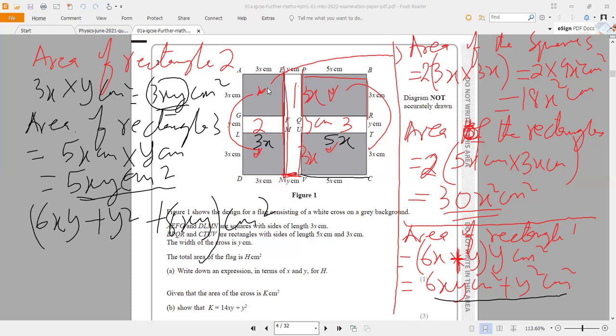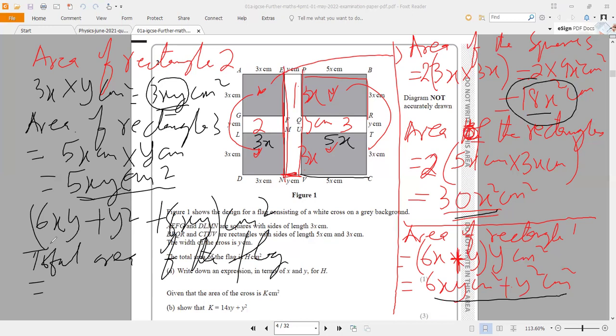Now the total area of the flag becomes, now everything here, this plus this will give us 48. So we have 18x squared centimeter squared plus 30x squared centimeter squared will give us 48x squared.